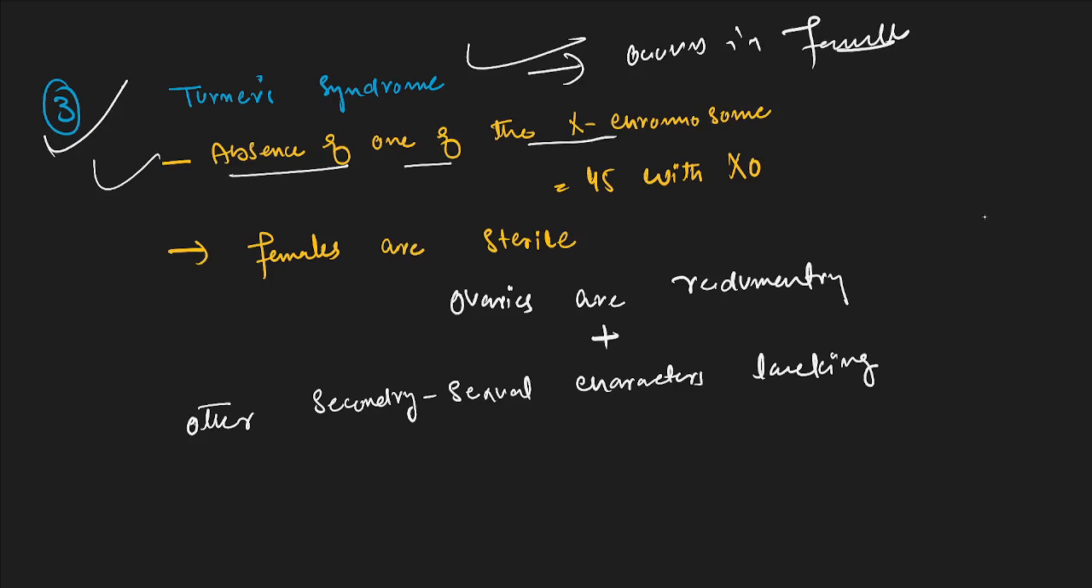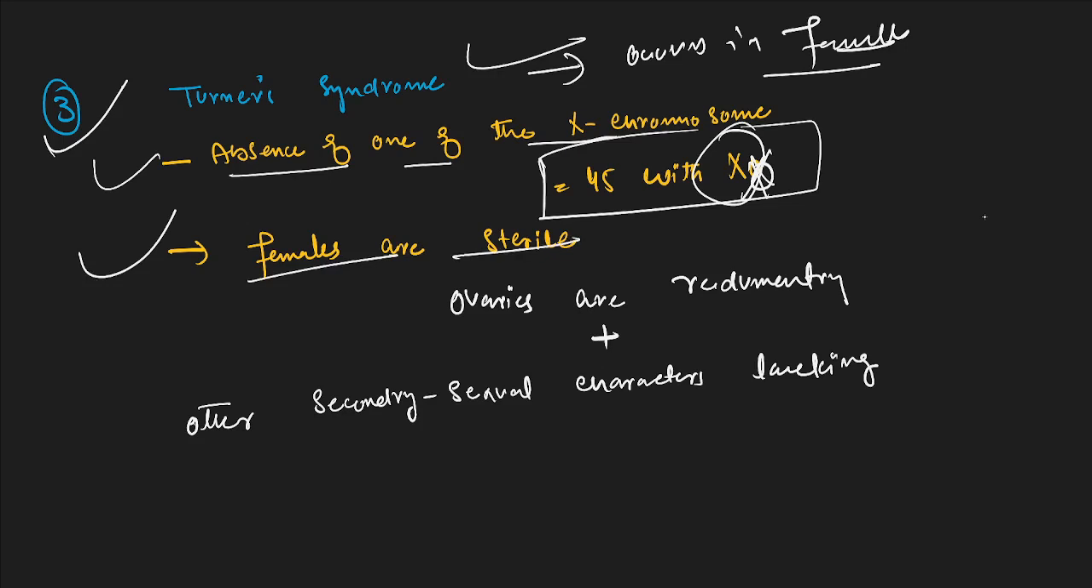Now, when there is the absence of one of the X chromosomes in a female, what would be the karyotype? The karyotype would obviously be 45, XO, because this O is actually the zero. That means here it should have been X, but the X is missing here. So the karyotype will be XO. Clear? Now, talking about the characteristics of those females, these females are generally sterile.